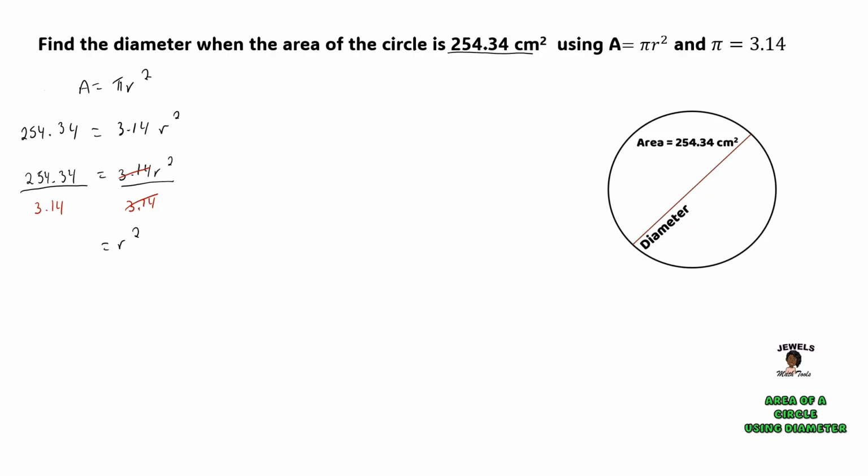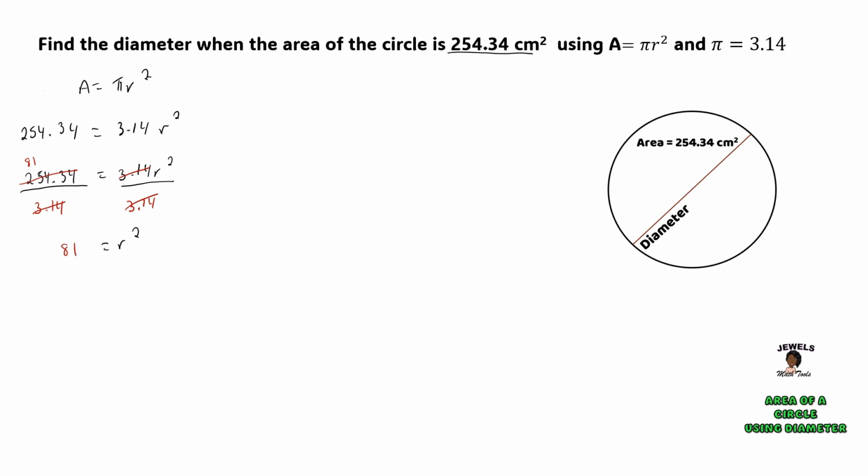And then back on the left hand side, this portion I used the calculator for. And when we divided 3.14 into our 254.34, we were given 81. So we're now left with 81.